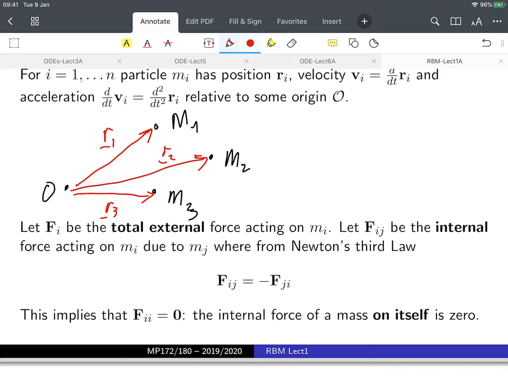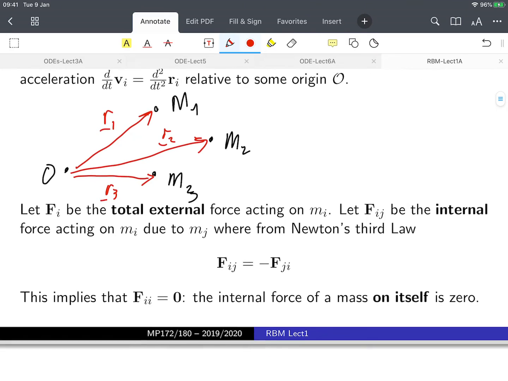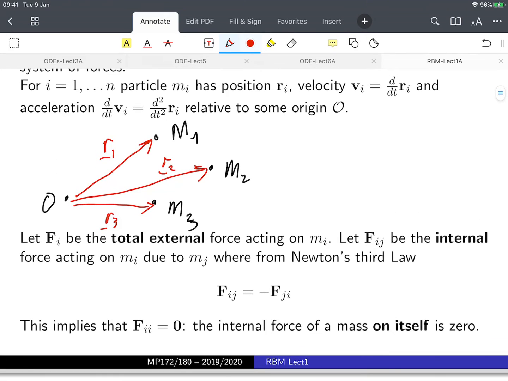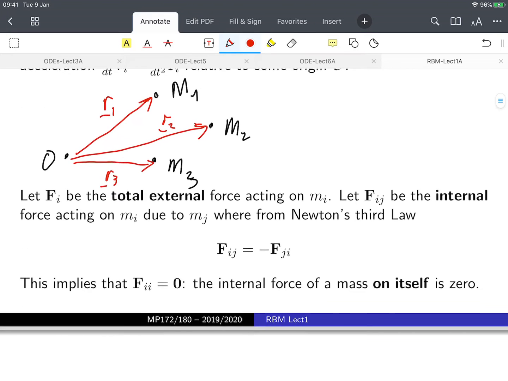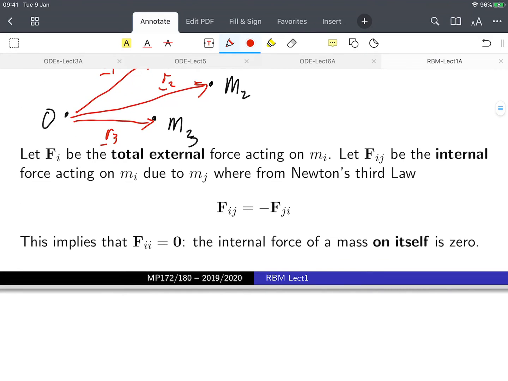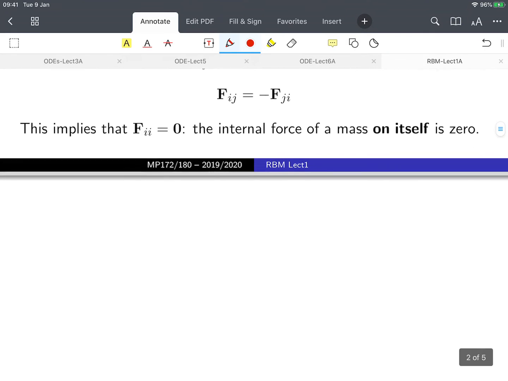And then by Newton's third law, you know that the action-reaction, the force exerted by M2 on M1 is going to be the opposite of the force exerted by M1 on M2, which is what I wrote there. Fij is minus Fji. And then Fii, F11, is going to be minus F11. The only quantity that does that is 0. So that's why I wrote there, Fii must be 0. Don't exert force on yourself.